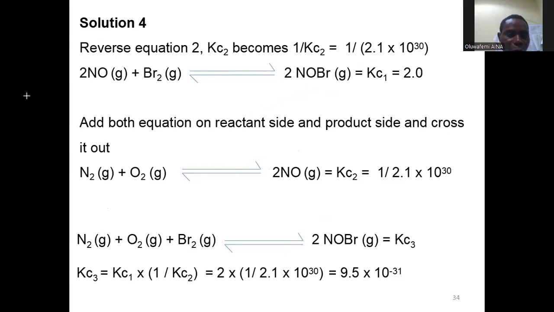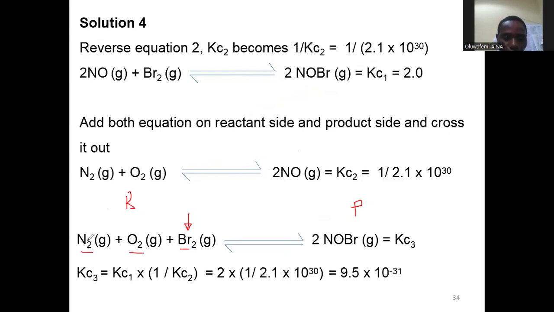relate your equation 3. Here you have your N2, O2, Br. Don't forget that initially it was only Br2 that was on this reactant side. This side is reactant side, this side is product side. So here you have your N2 and O2. After you have inverted your product, you now have enough resources on your reactant side.